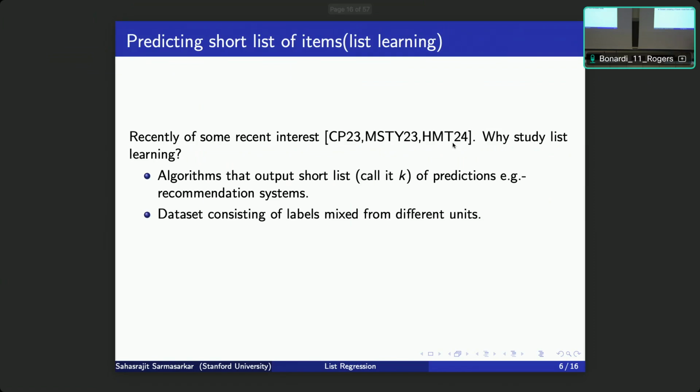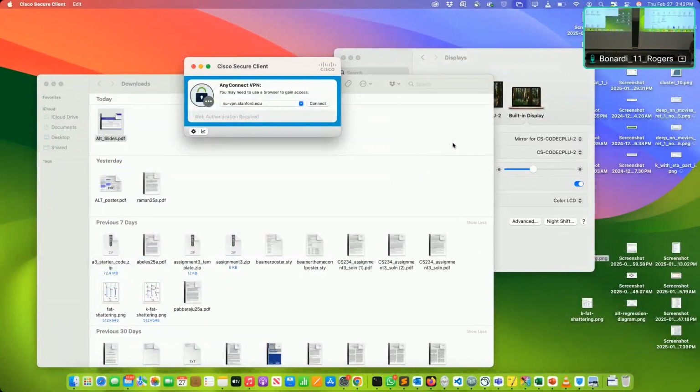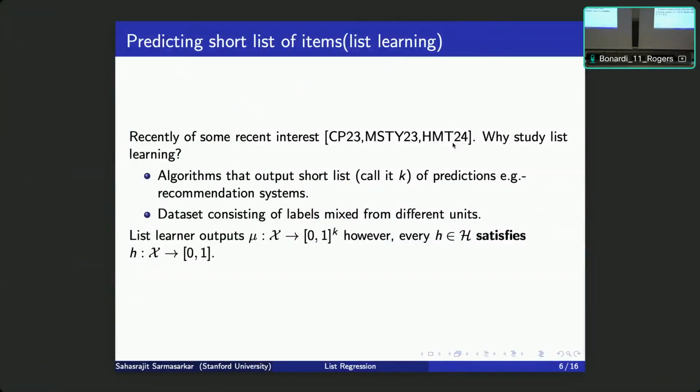You can consider another example where the training data consists of labels which have been mixed from different units, so you can't basically give one prediction. A key point here is that our list learner outputs a map from X to [0,1]^k. However, every hypothesis in the hypothesis class is still a map from X to [0,1]. This will be very crucial as we move ahead later.